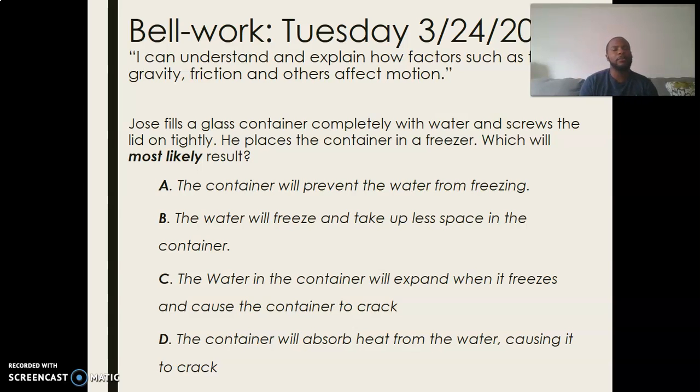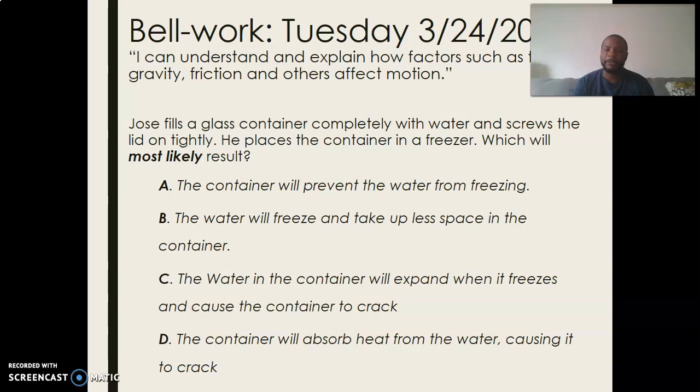So B is not really the answer. It's going to take up the same amount of space. It's just going to freeze. When it freezes, it is going to expand out. It's going to get bigger because the water molecules are stretching out, and it might cause the container to crack.